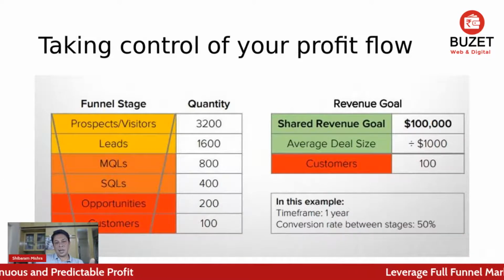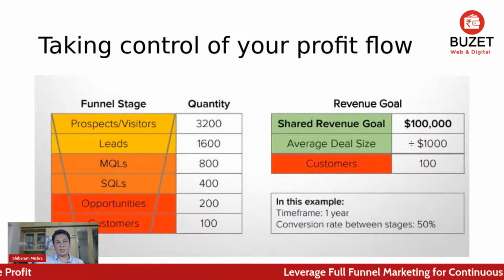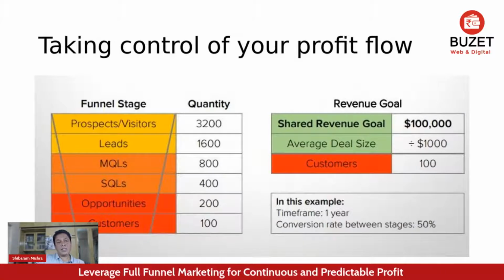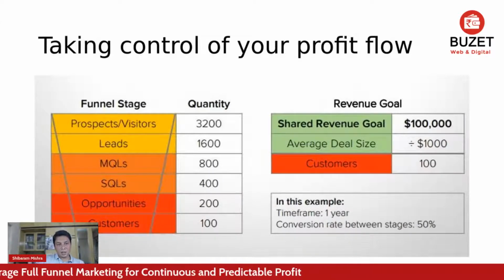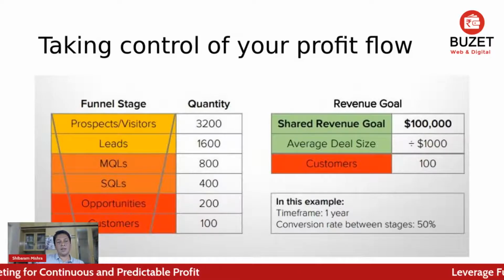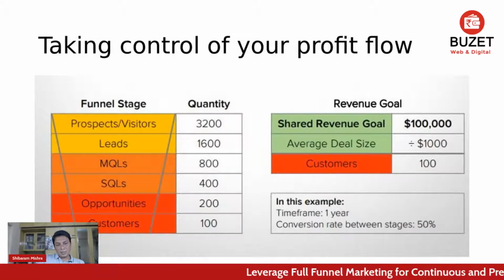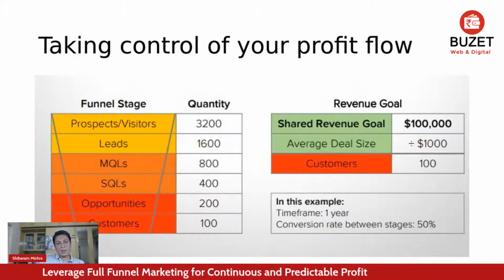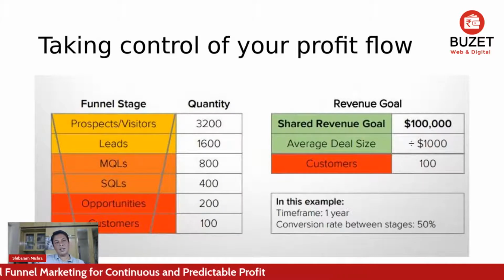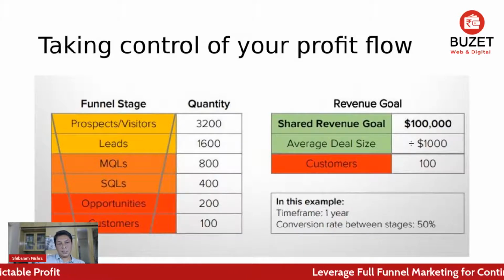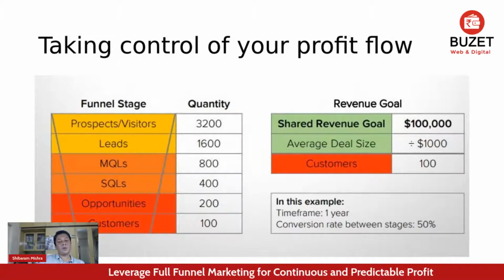Let's say, as a hypothetical example, we are getting 3,200 visitors. Out of that, 1,600 become leads. 800 are marketing qualified leads. 400 are sales qualified leads. 200 are opportunities, and 100 are customers. So if you are getting 3,200 prospects and only 800 leads, then there is a gap there. So you have different layers of your funnel. If 1,600 versus 800 is less, then you have a problem there.